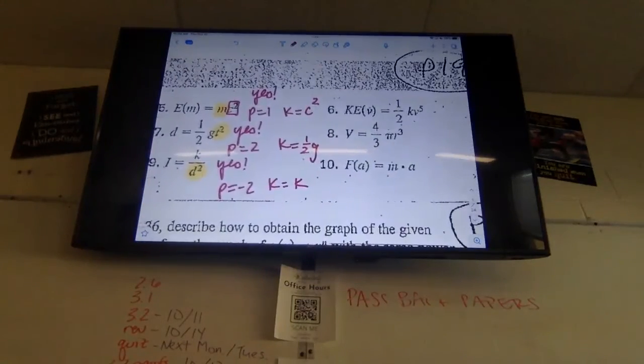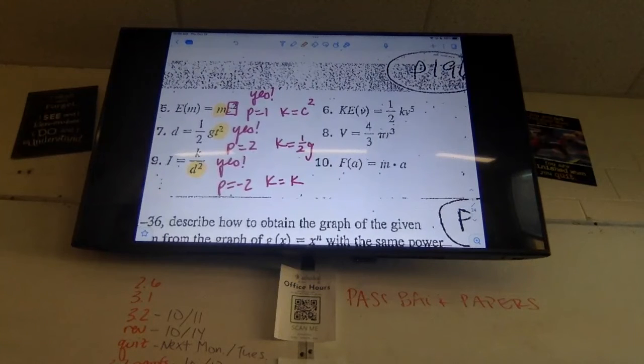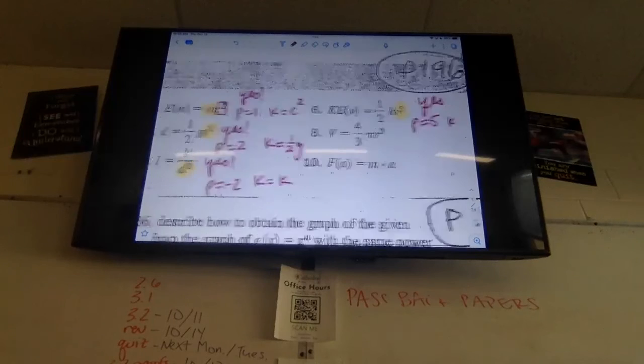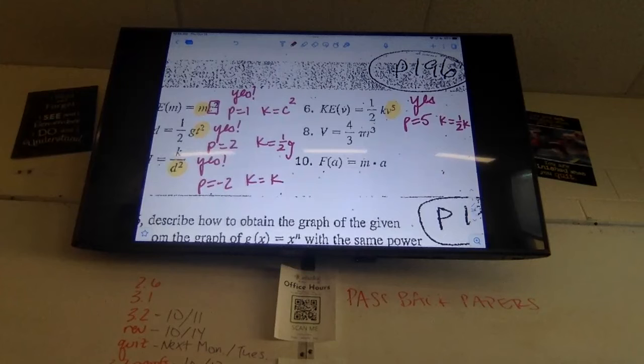All right, I've got 3 more just like this. What about number 6? What's the variable? What's the variable with the exponent? V. V is not a constant, right? That wasn't one of the letters they gave us as a constant, is it? Nope. So then is this a power function? Yeah, what's my power? Good, and what's my constant? 1/2 k, good. What about number 8?